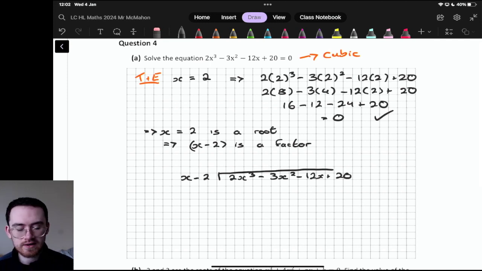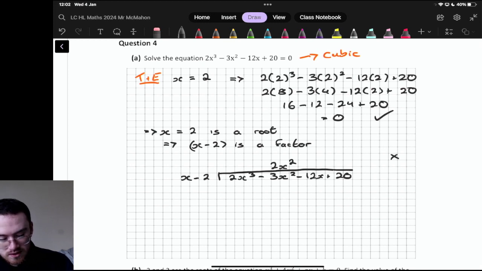Okay, so this is where we have to remember our steps for our long division. So first of all, we divide the x into the first term. So 2x cubed divided by x gives me 2x squared. Then I'm going to multiply. So if we remember that it's divide, multiply, subtract, bring down. So then I'm going to multiply, so I get my 2x cubed minus 4x squared.